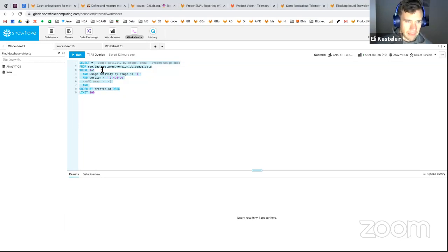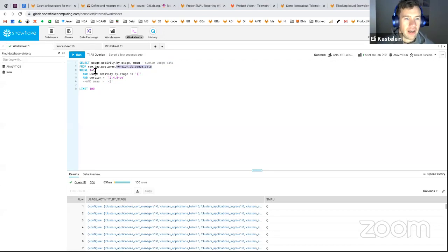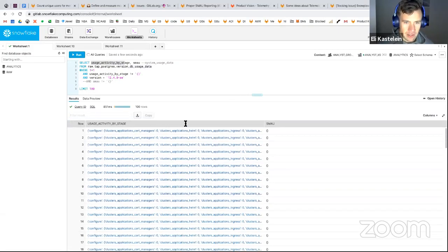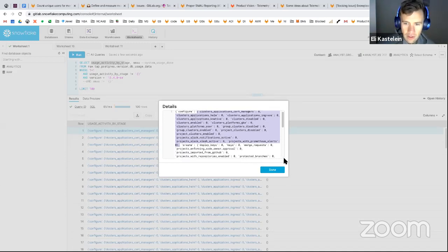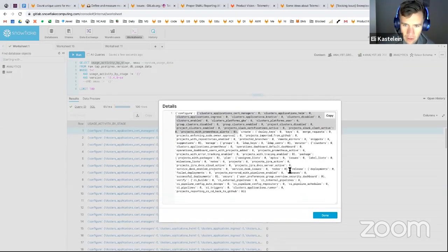But this is what the data looks like. You can see my screen, Snowflake, sorry. This is the usage ping data. It's sending a column of JSON called usage activity by stage. And it sends back this JSON packet organized by stage, and then per stage, it has another nested JSON with a count per action. So this would be our AMAU organized into stages. I guess this one's all at 0, so it's a bad example.